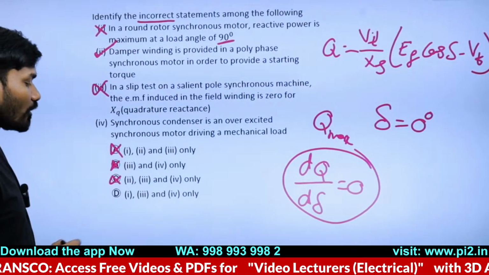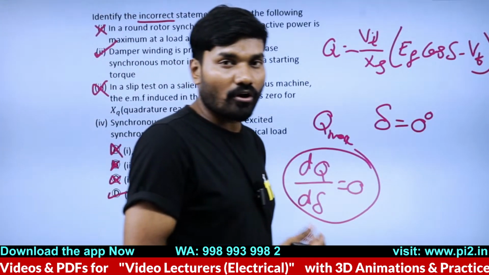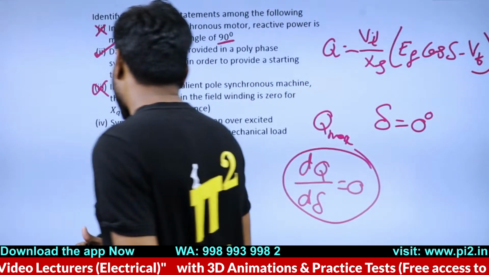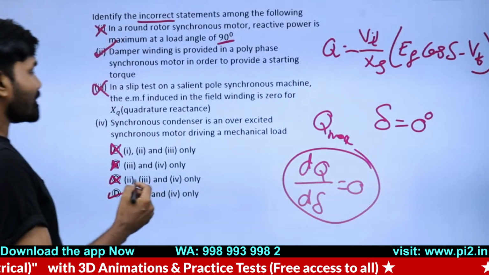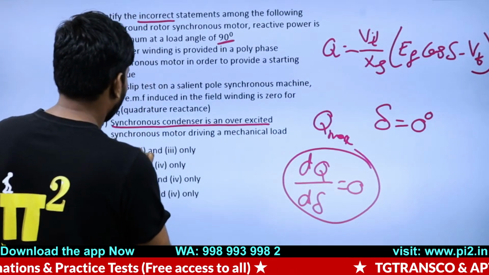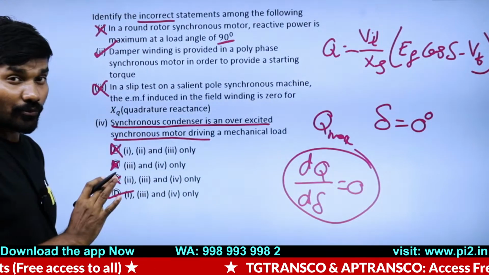So this option cannot be right. Option D is right. Without checking the fourth one, we already mark it. We already made the option. But let's check out the fourth one as well for the sake of understanding. Synchronous condenser is an overexcited synchronous motor. Absolutely true. Overexcited synchronous motor, till this it is absolutely true.